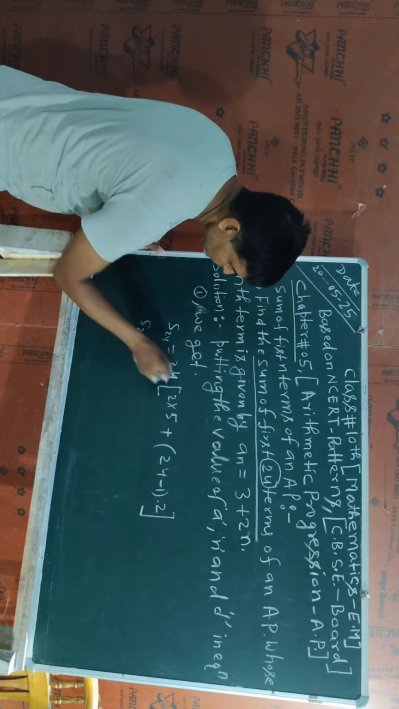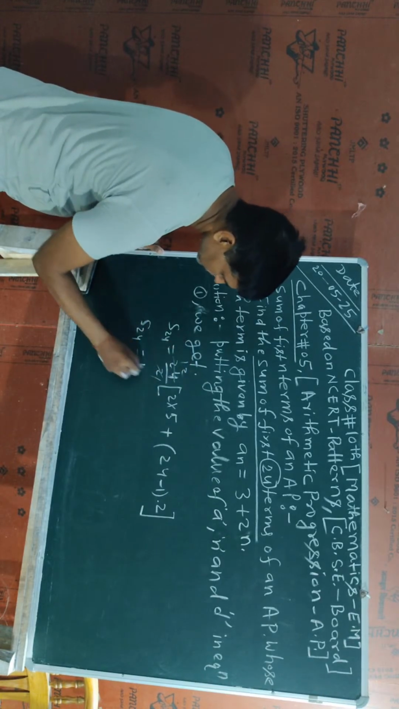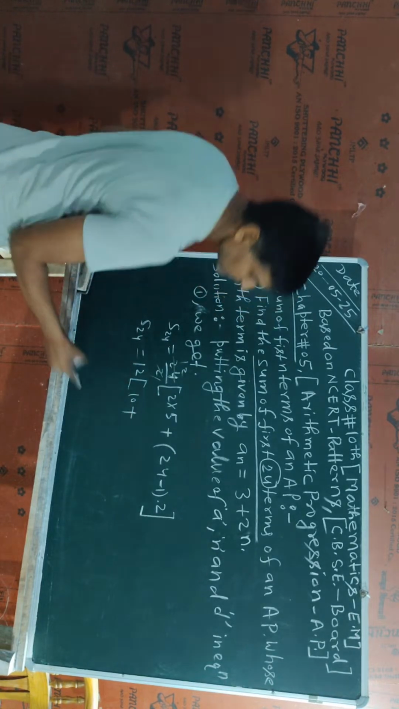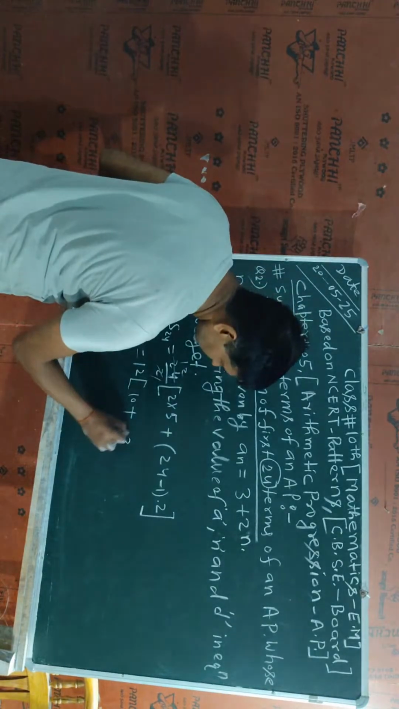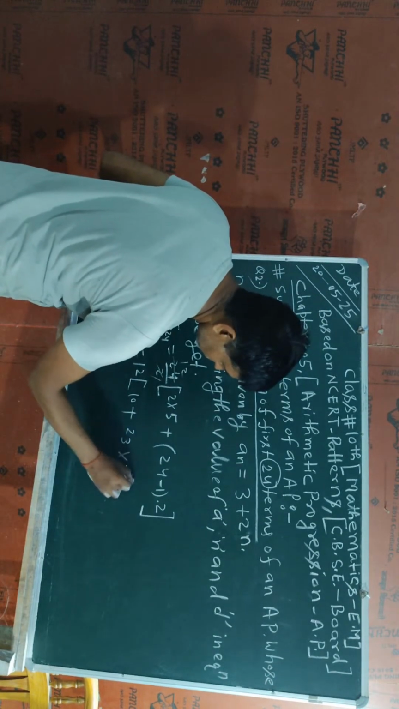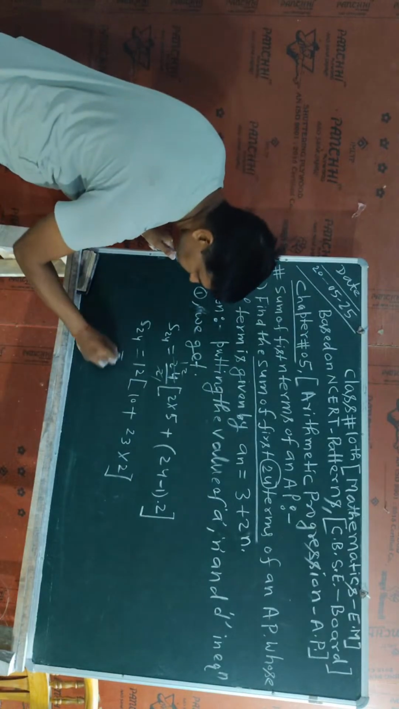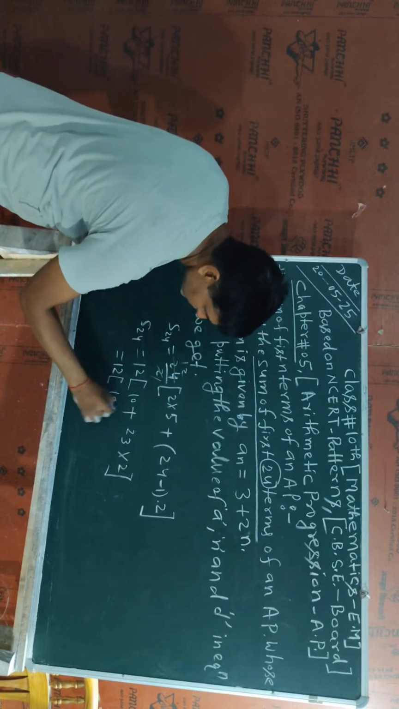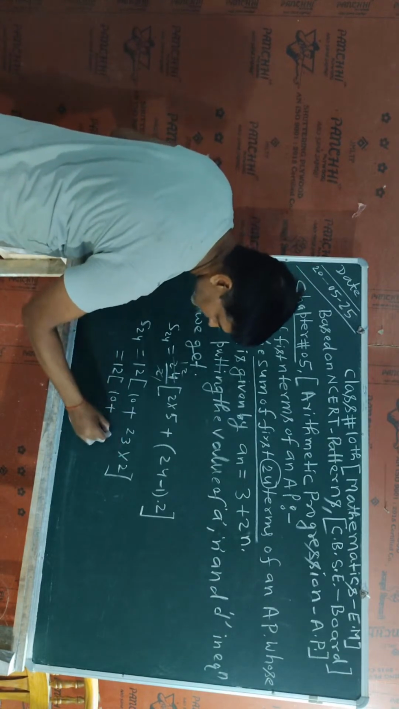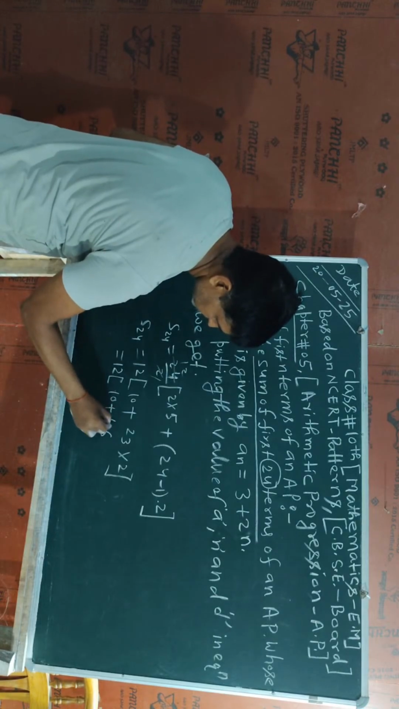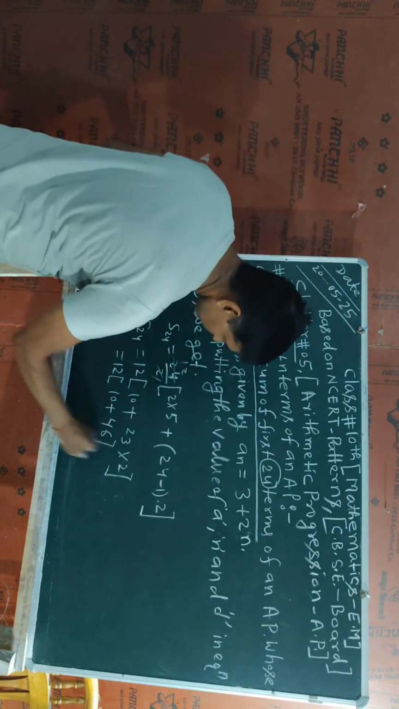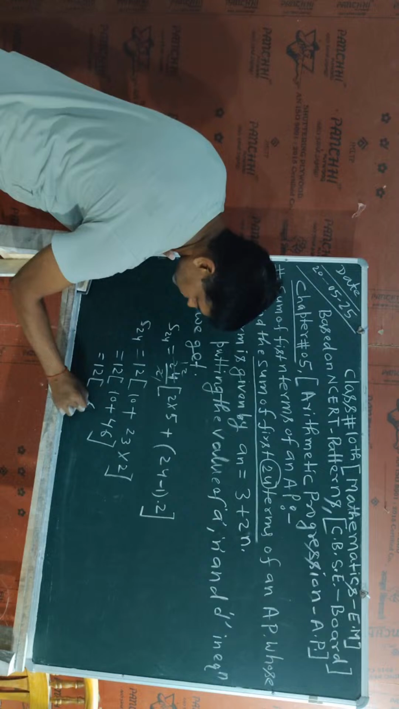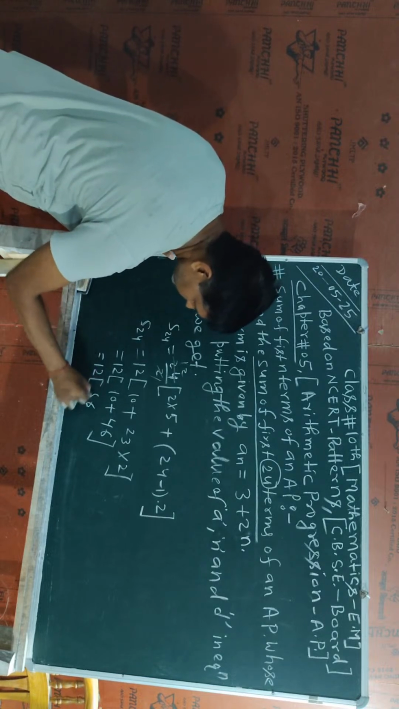2 on the 24 is 12. In the bracket, I have 10 plus 24 minus 1, that will be 23 into 2. Okay students, further I will simplify. Here I write 12 into 10 plus 46. So here I will simplify again. 12 remains, and 10 plus 46 is 56.